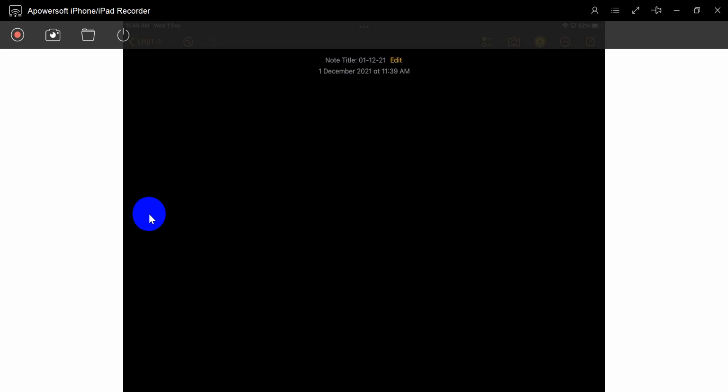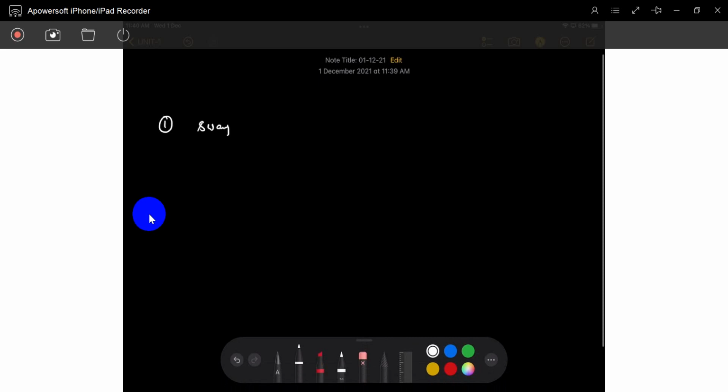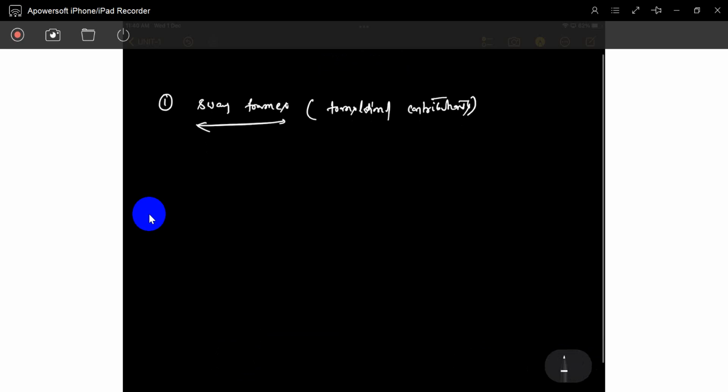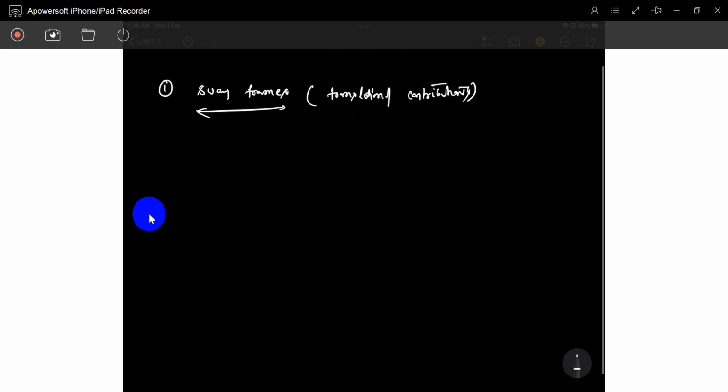Okay, so today we will see sway frames. Otherwise, you can take translational contributions. Okay, so suppose a frame is there.